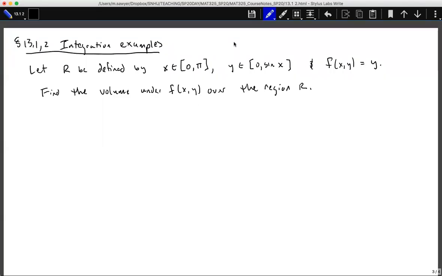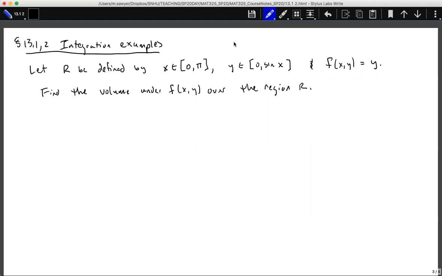Welcome to the second of two videos for integration examples. This is section 13.1 and 13.2 in your text. If you haven't watched the theory, which is the first video for integration, you might want to check that out. So we'll be doing two integration examples.